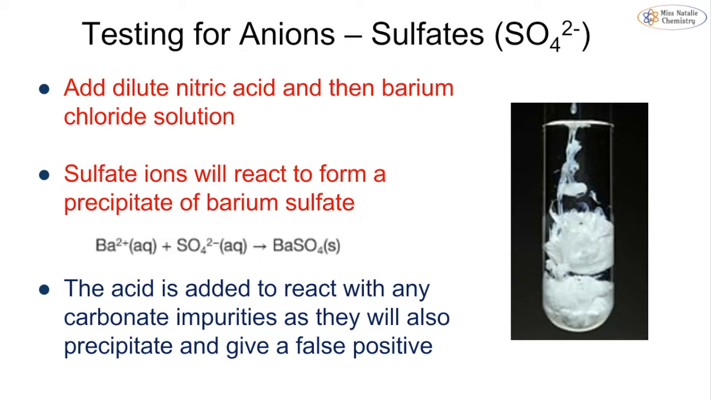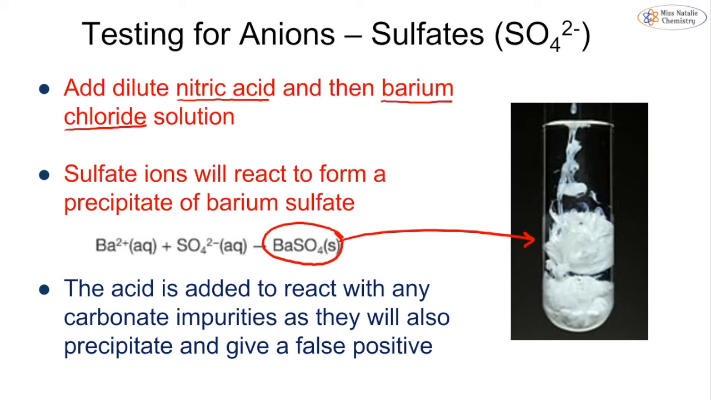So another anion that we need to be able to test for is the sulfate ion, which is SO4 2-, and we require 2 reagents here. The first one is nitric acid, and then we follow it by adding barium chloride. And again, we're looking for a precipitate here. And the precipitate that forms is this one here, barium sulfate. And you can see this is what it looks like here. This is a positive test for a sulfate ion.